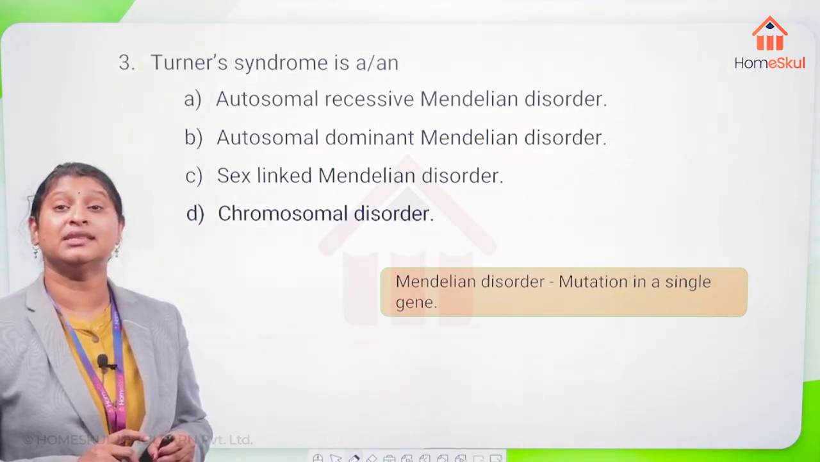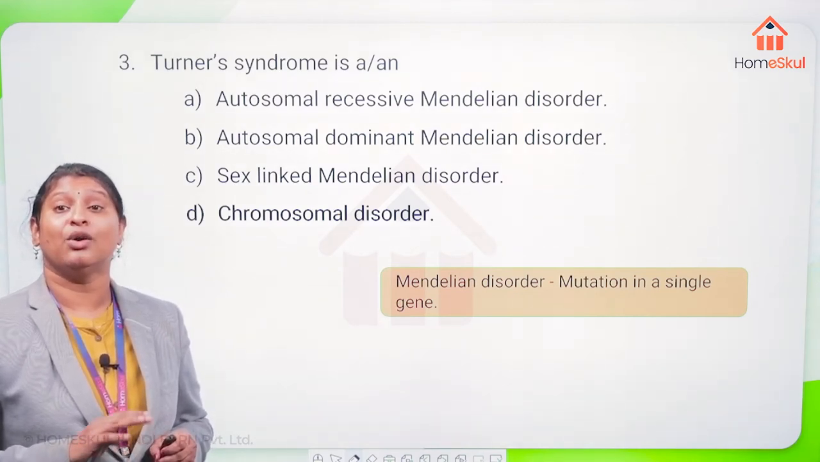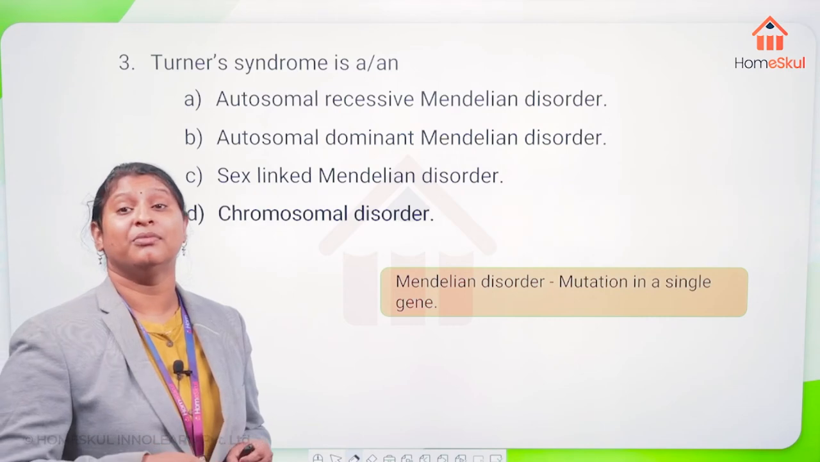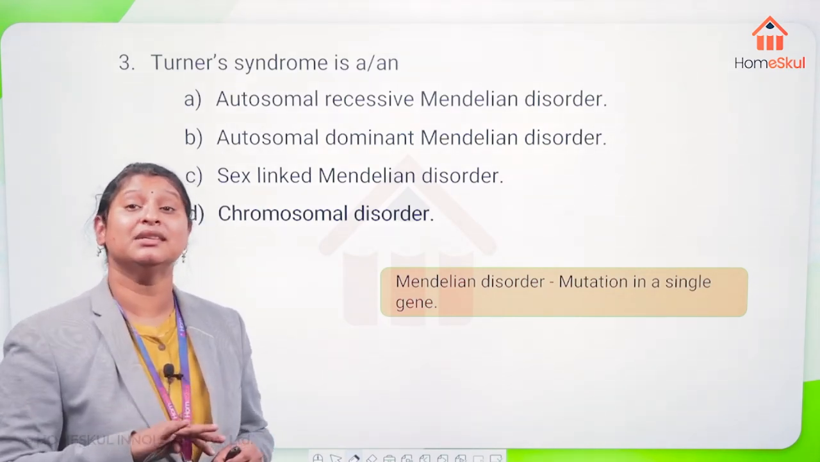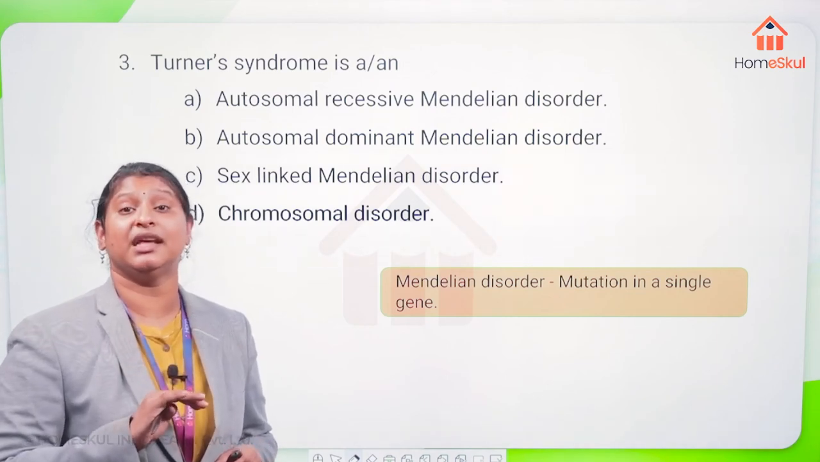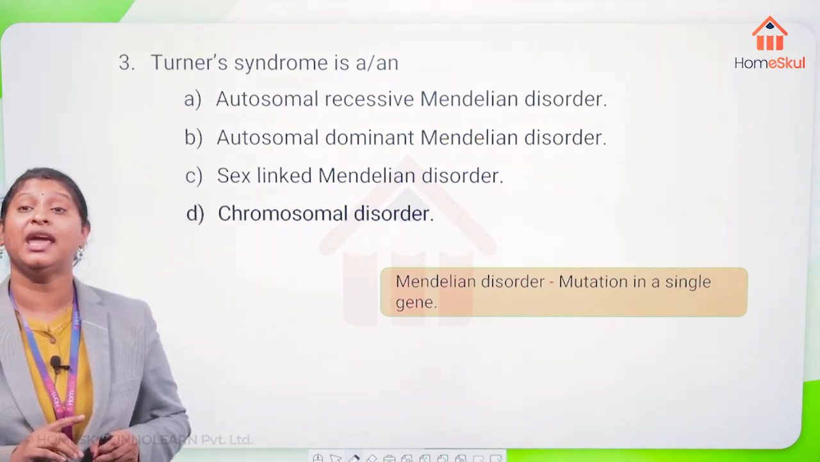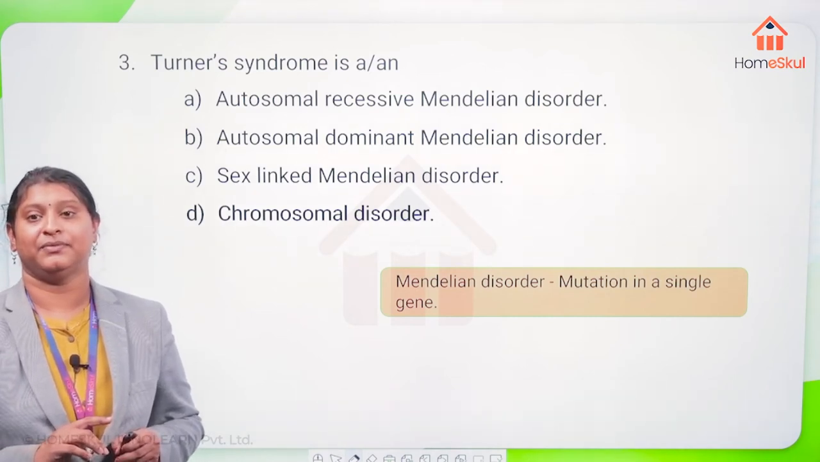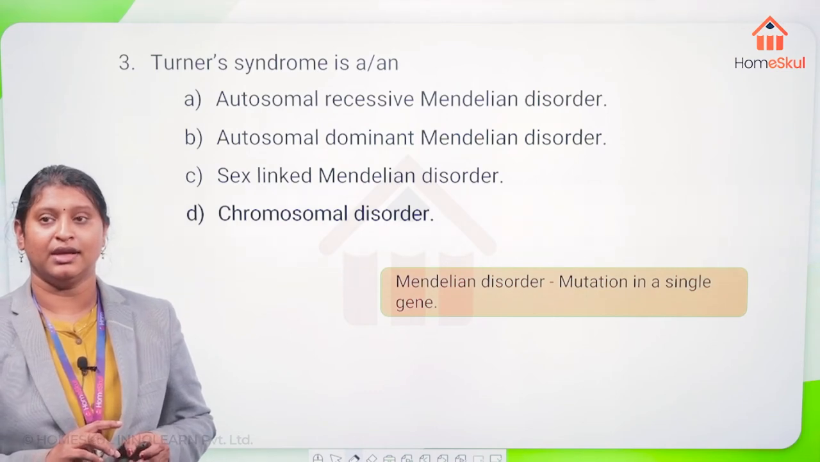Chromosomal disorder means a disorder in the chromosomes. Sometimes one chromosome will be absent, and sometimes more chromosomes will be there, right? In Turner syndrome, one X chromosome will be absent. Instead of XX, there will be XO. Is that clear?